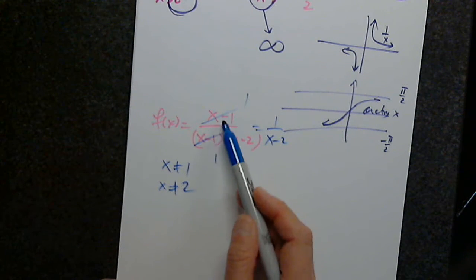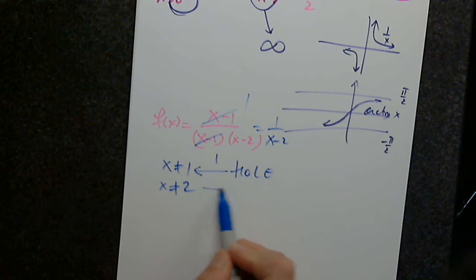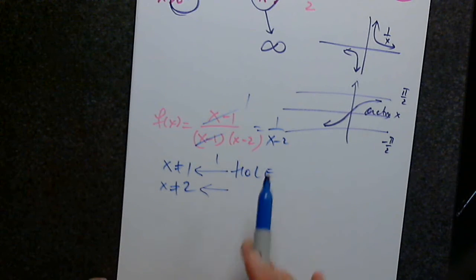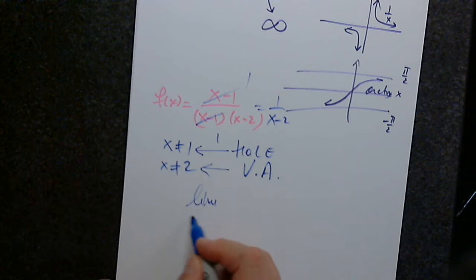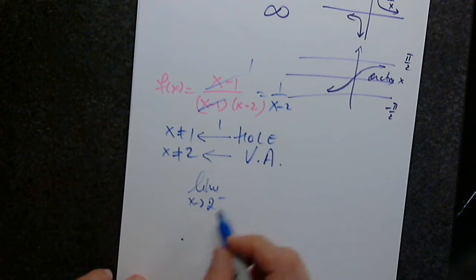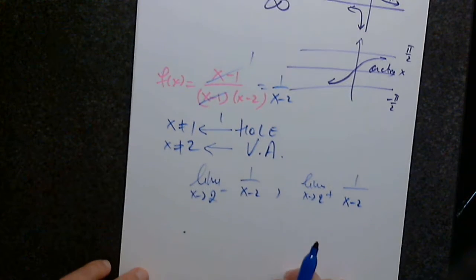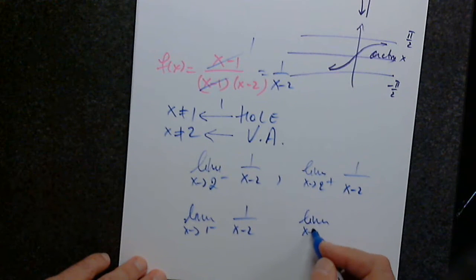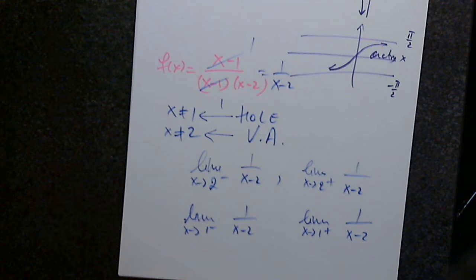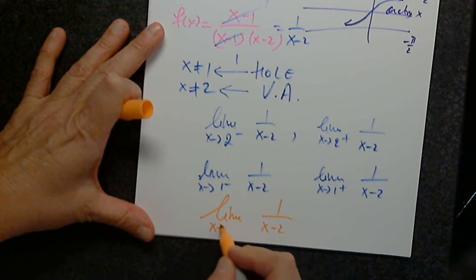Remember what we said about the factor that goes away? What does this represent? Very good, a hole in the graph. What does this represent since the factor stays? Very good, a vertical asymptote, awesome. So we need the limit as x approaches 2 from the left of 1 over x minus 2, the limit as x approaches 2 from the right of 1 over x minus 2, and the limits as x approaches 1 from the left and from the right of 1 over x minus 2. Let's find these limits, and then finally we're going to determine the limit of 1 over x minus 2 when x approaches infinity.